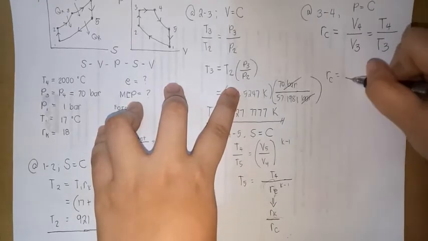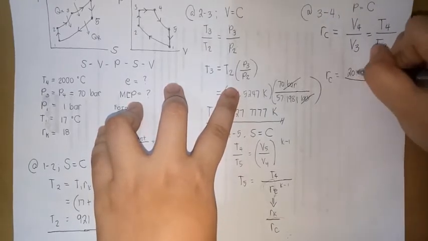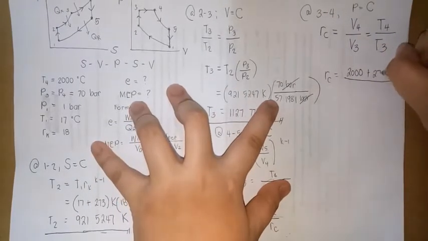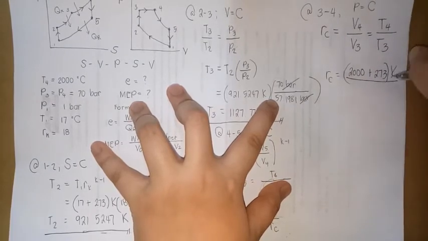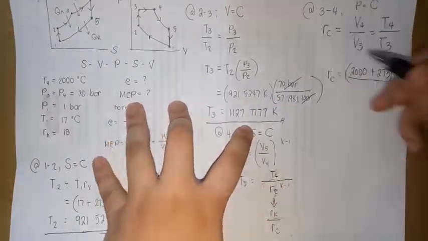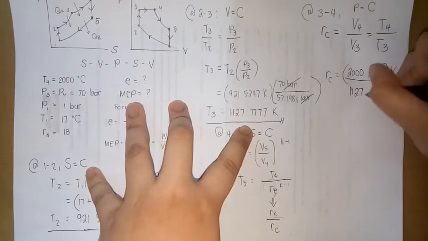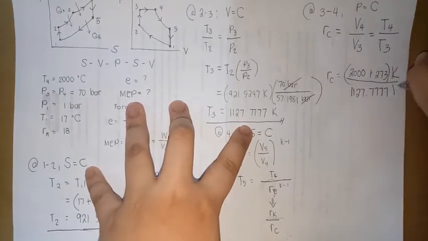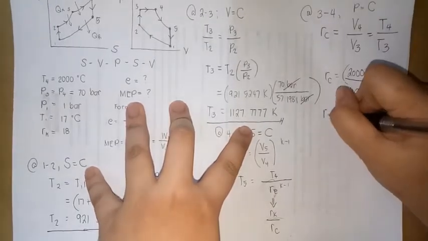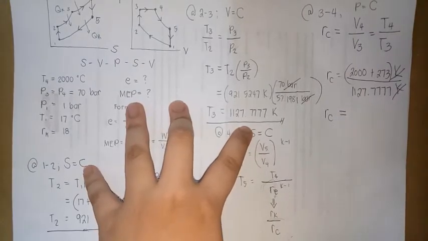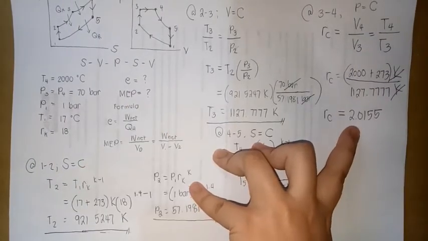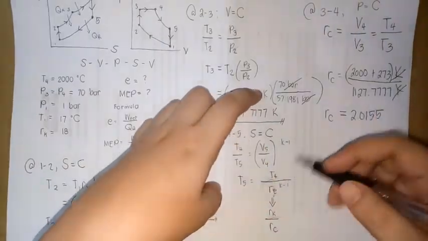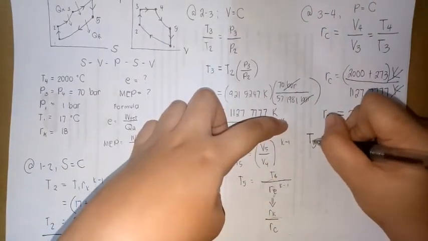Dahil meron naman tayong T4, which is given 2,000 degrees Celsius, paplasan ko lang ng 273 para maging Kelvin. Then, meron akong T3, yung na-solve natin kanina, 1,127.777 Kelvin. I can solve now for RC. And RC is equal to 2.0155. Now, pwede natin siyang isubstitute dito para ma-solve natin si T5.